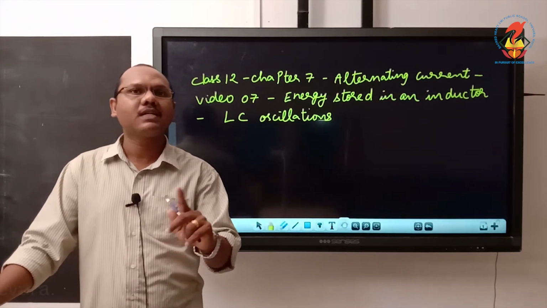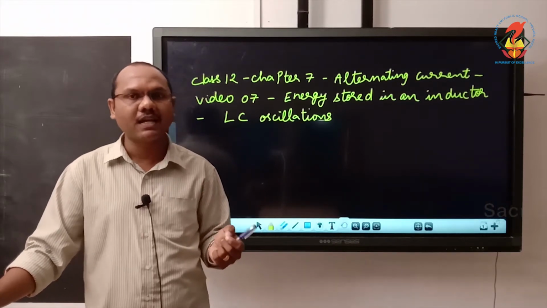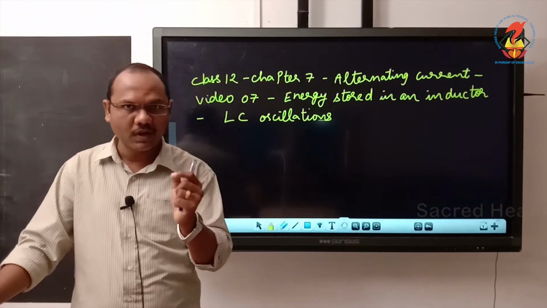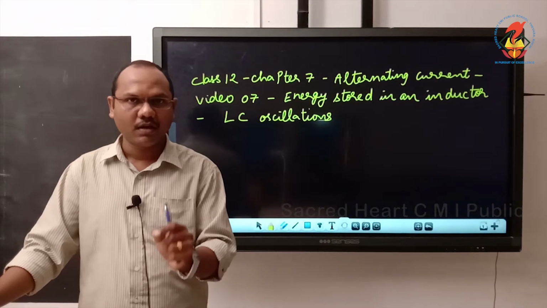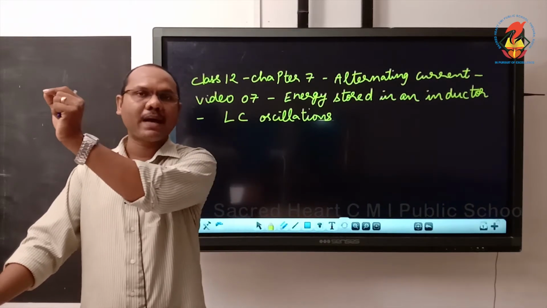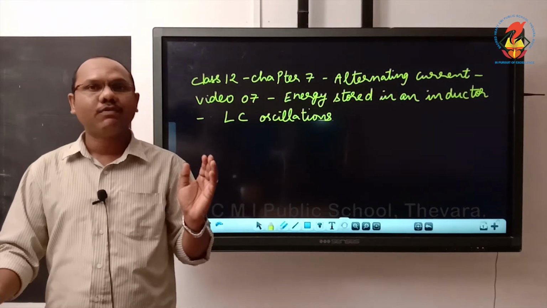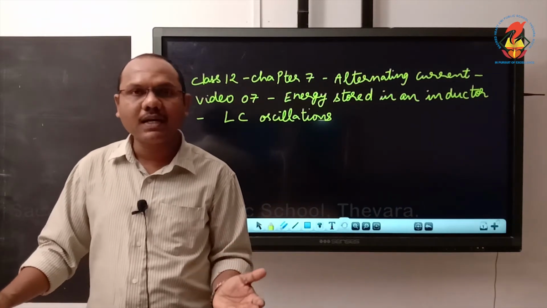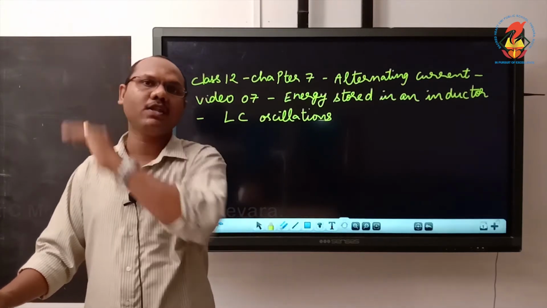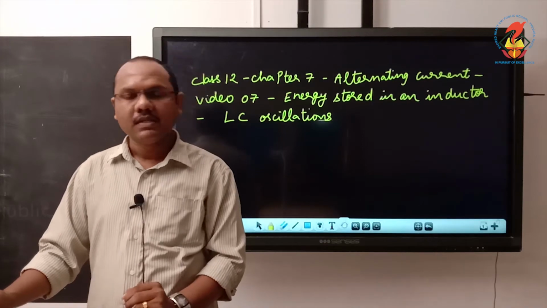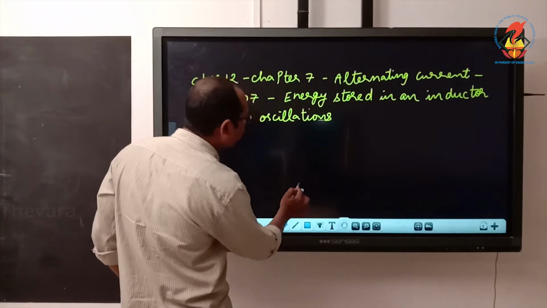We already know energy equal to work. So, I can define energy like this. It is the work done in growing the current in an inductor from 0 to a maximum value I. I repeat, it is the work done in growing the current in an inductor from 0 to a maximum value I. So, let us first write like this: induced EMF.